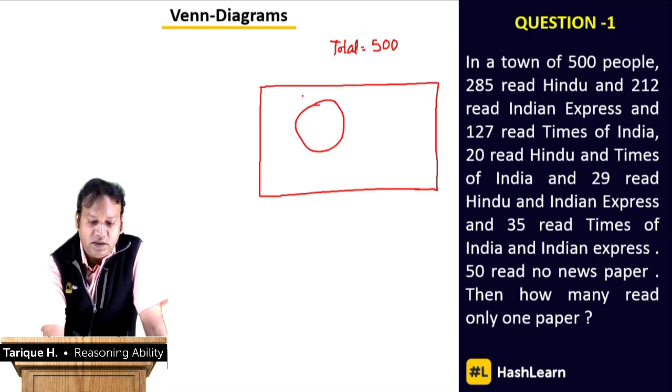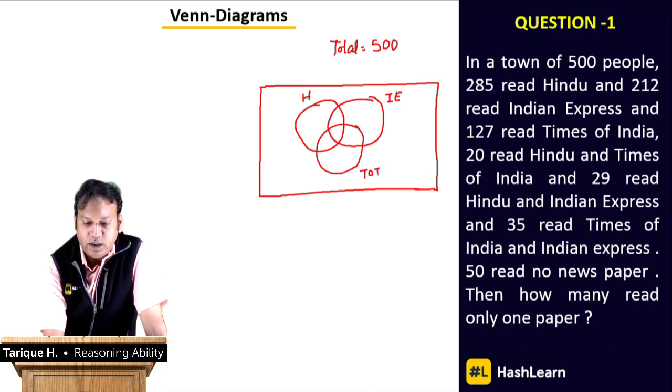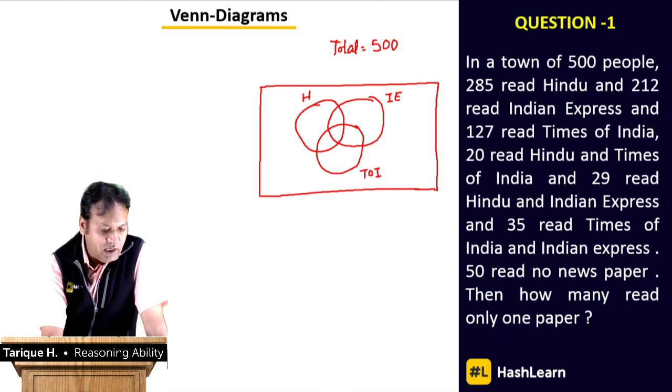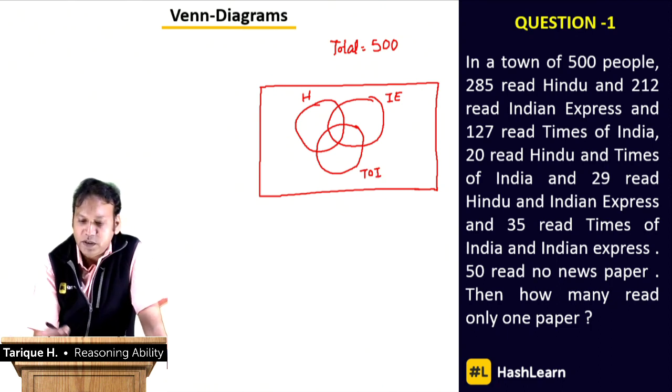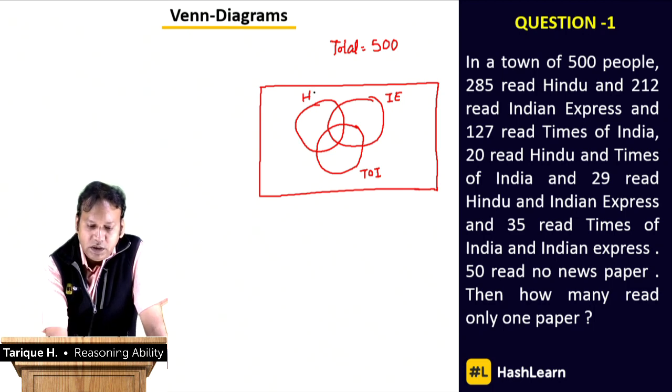One we say is for the Hindu. Let's make one more circle, and that is for the Indian Express, and the third one is for the Times of India. Now we have some information regarding these newspapers. Let's write down that information. Total persons who read the Hindu is 285. Total who read the Indian Express is 212, and the total who read the Times of India is 127. So this entire circle is 127.